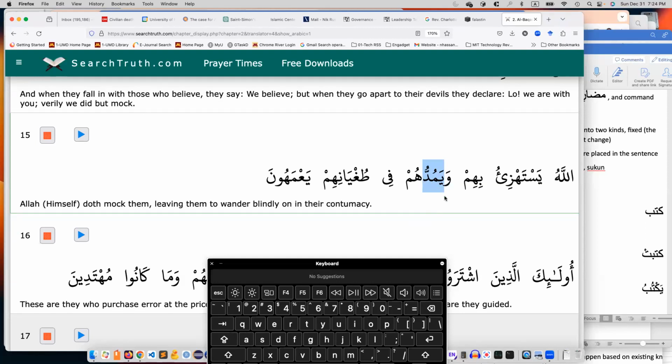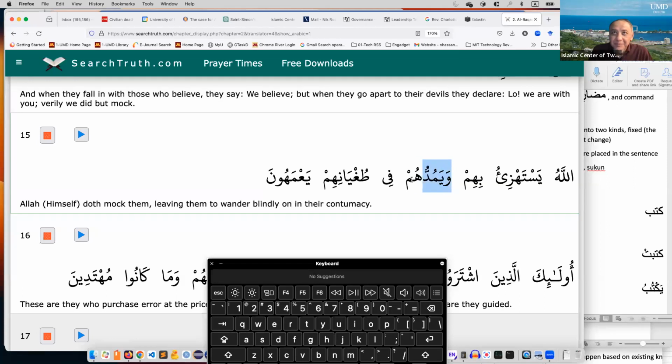So this is another fragment: yamudduhum. What does yamuddu mean? Yamuddu means to leave them. He left, and then yamudduhum, he left them. Oh, actually, sorry, he is leaving them. Yamuddu is actually a fi'l mudari', so وَيَمُدُّهُمْ means he is leaving them. So this is a fragment.